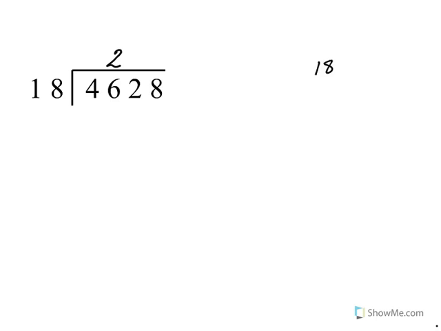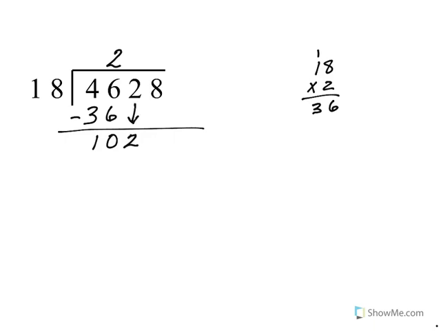And over here I'm going to work 18 times 2. Well, 2 times 8 is 16. 2 times 1 is 2, plus 1 is 3. So I get 36. 2 times 18 is 36. And when I subtract 36 from 46, I have 10. 10 is less than 18, so I'm good. Now I'm going to bring down my 2.